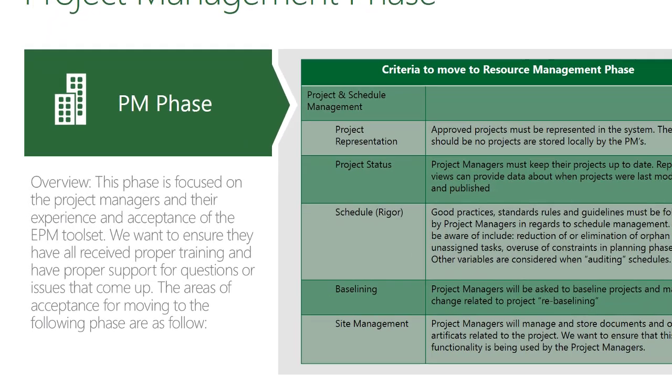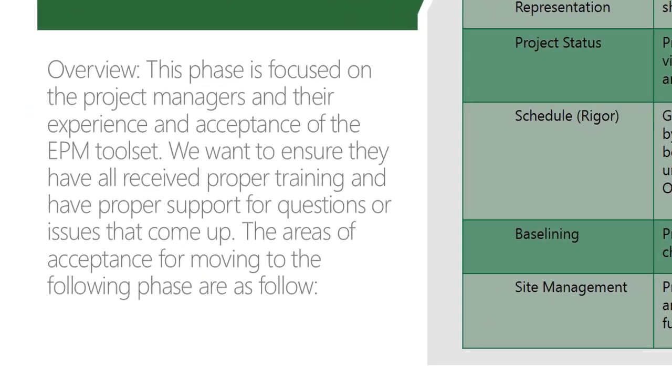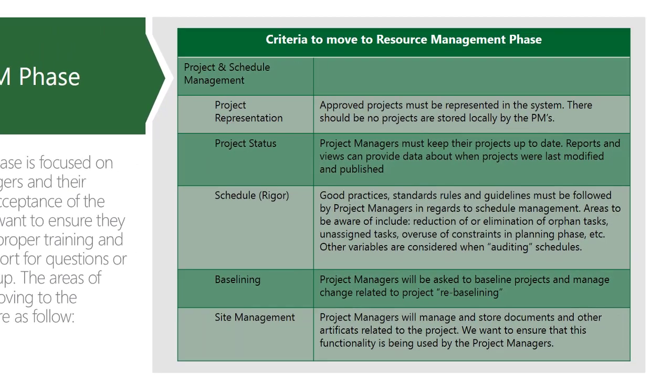When we think about this first phase, the project management phase, this is a phase that is focused on the project managers, making sure that they're using the tool properly, making sure that all of their schedules are represented within the tool, that they're properly statused and baselined, and that they are using the sites. This also implies that their schedules are at a certain level. We want to make sure that they're applying good practices. We're looking for areas like orphan tasks, tasks that don't have relationships, for example, unassigned tasks, overuse of constraints, for example. These are all areas that we'd be looking at in order to move them into the next phase. So this is a focus on the project managers, making sure they're using the tool properly.